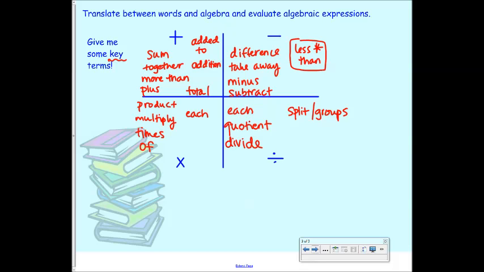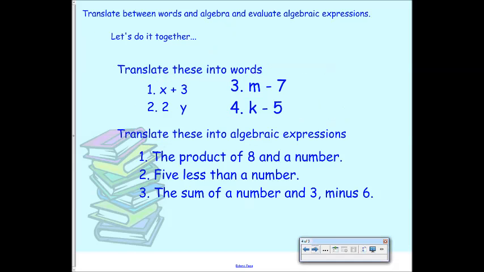I don't see a lot of people writing quotient. I wish I did. It's a good word. All right, but I don't see it a lot of times. Most people will be like x divided by 2, and that's fine. Don't make it overcomplicated. Okay, so how are we going to use that? Well, I'm going to give you something like this, number 1, and I'll say translate this into words. So what are some ways that you could say number 1 there?